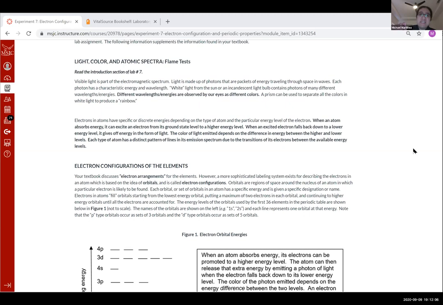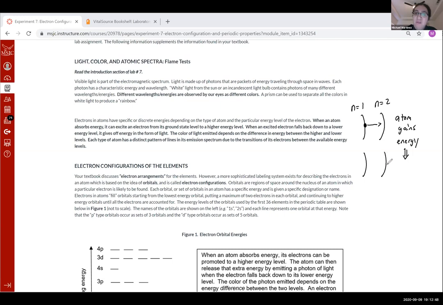Now, as we discussed in lecture, electrons have a discrete energy. And as a result, when an atom gains energy, we can promote our electron to a higher energy level. So when our atom gains energy, that in turn leads to our electron moving between energy levels.